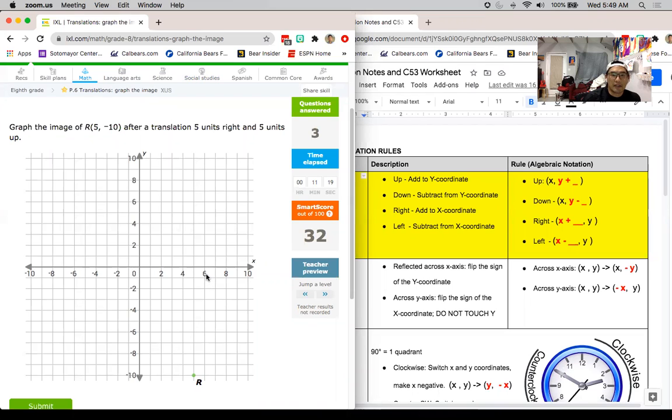10, negative 5. 10, negative 5. It's right there. Hello.